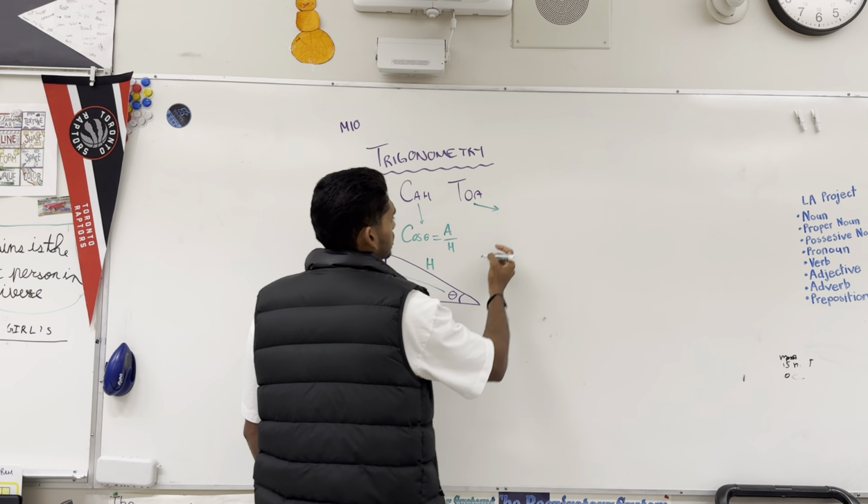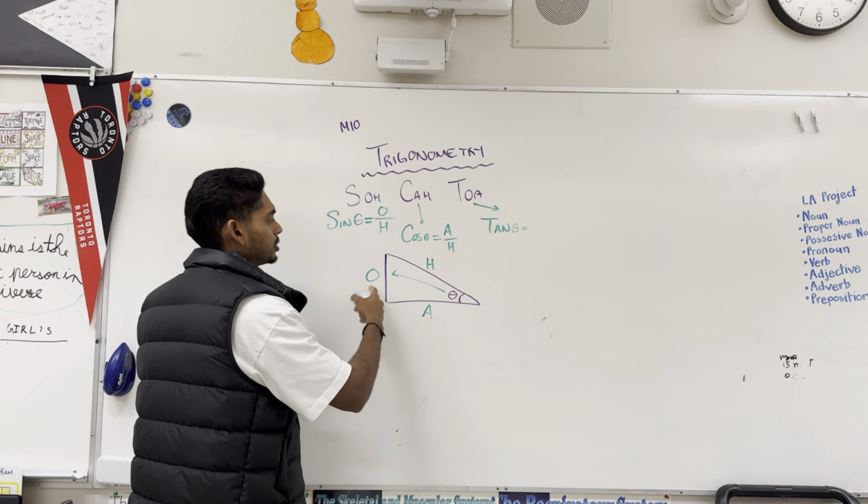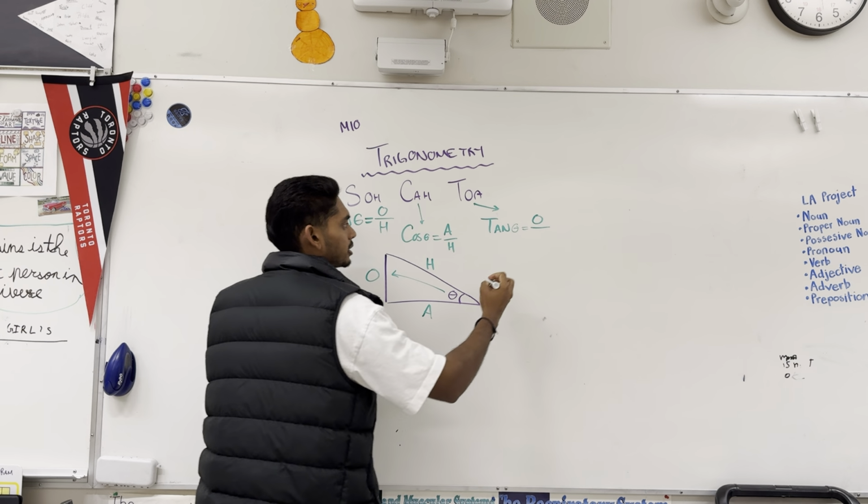Now we have TOA. What does TOA stand for? T stands for the tangent function. What does O stand for? We already know that's the opposite. What does A stand for? We know that that's the adjacent.